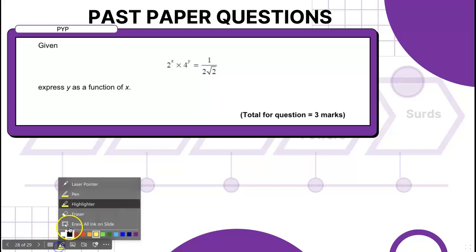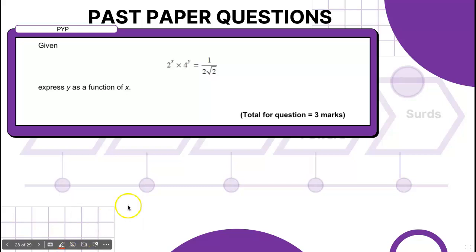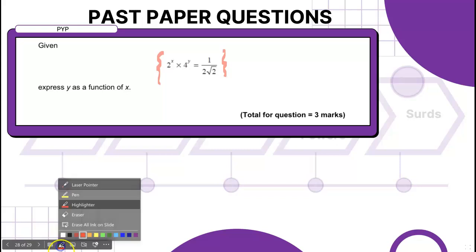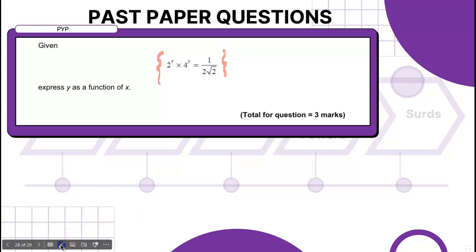Next question we have over here. Okay, what do you think? What should we do for this question? What's the first step we should do? Yes, making all the bases to be 2.